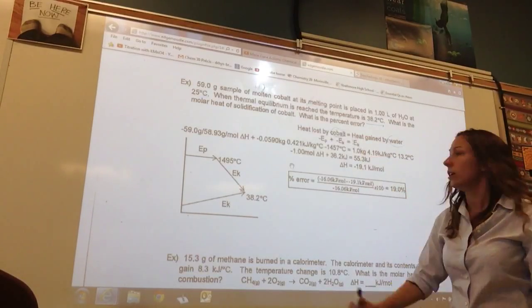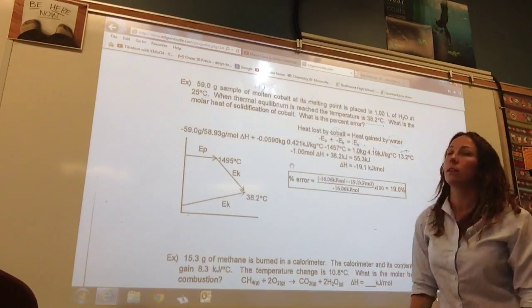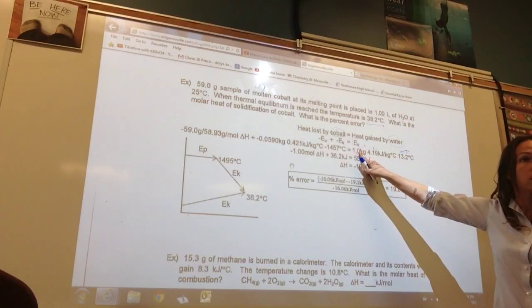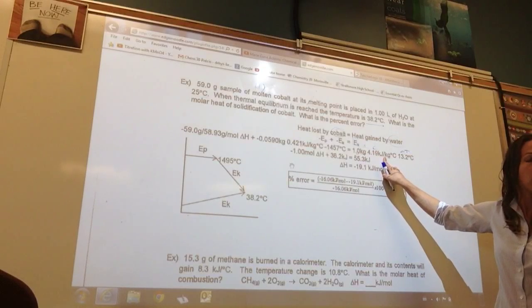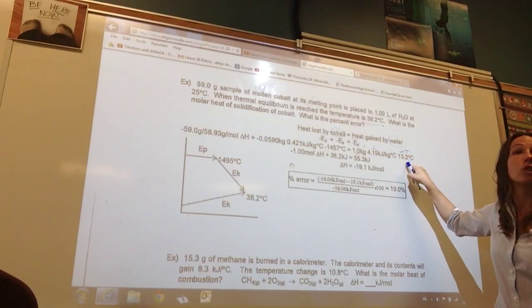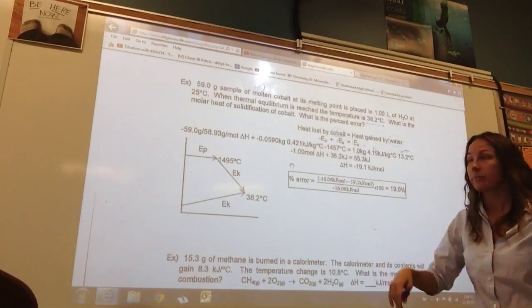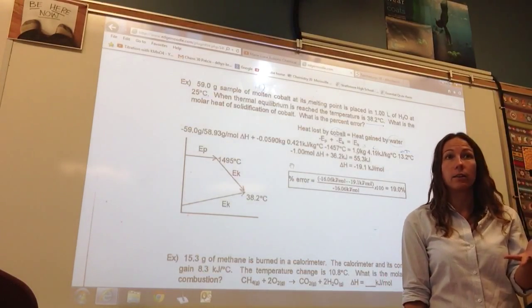That's kinetic energy, mc delta T. Are we okay with that? The mass of the water is 1 liter or 1 kilogram. The specific heat capacity is 4.19, and the temperature change ends up being 13. Okay? The cobalt. The cobalt is, first of all, solidifying.